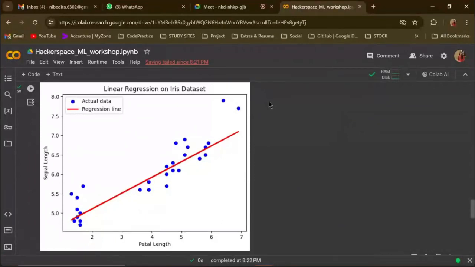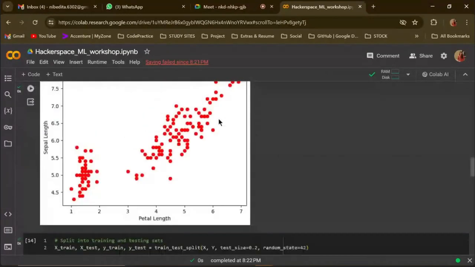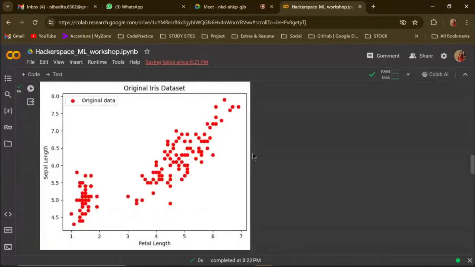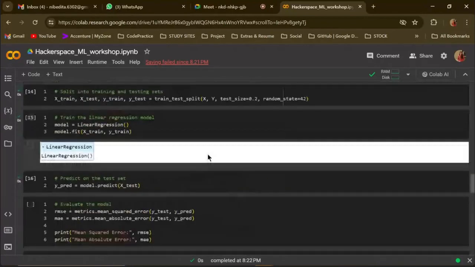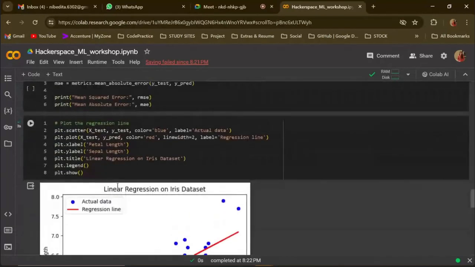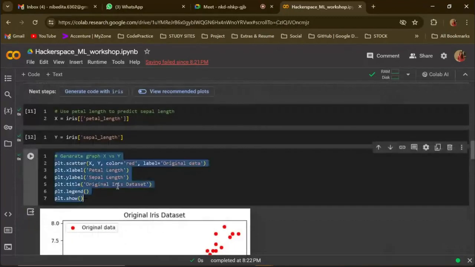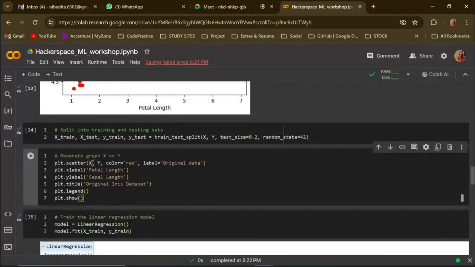I want to know, this is actually the test data, but where is the train data gone? This data set is looking different from the original data. Yes, so we have divided this data into training and testing. If you want to see the training data, let's try that. Let's try to find the training data. Let's see what it looks like. Let's give it a green color.